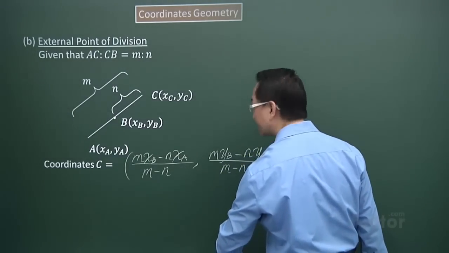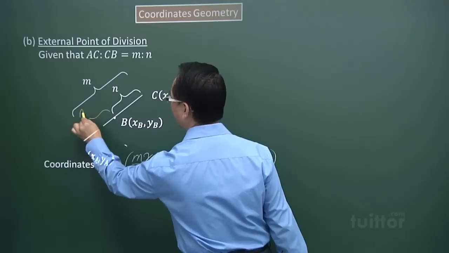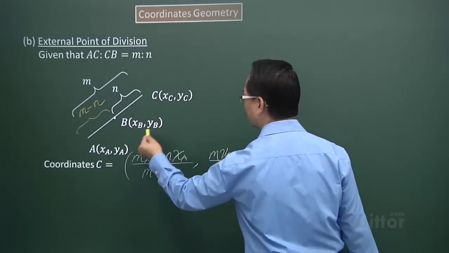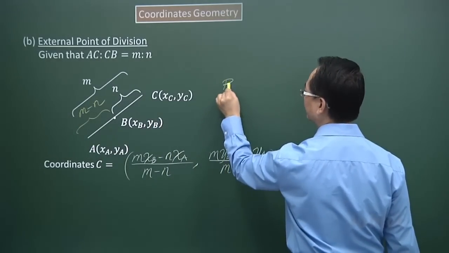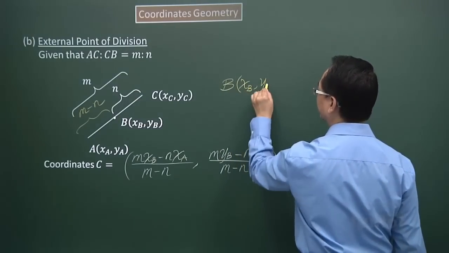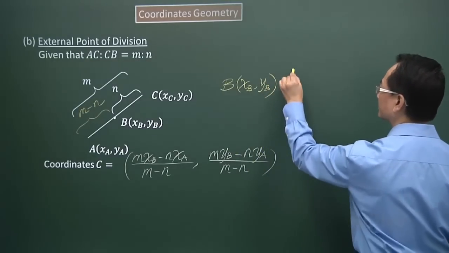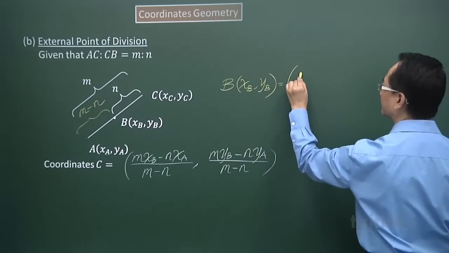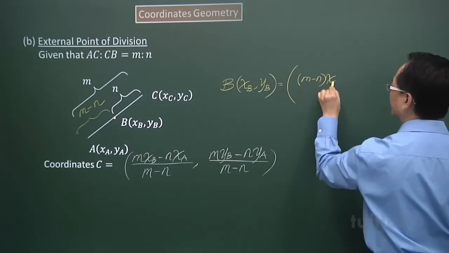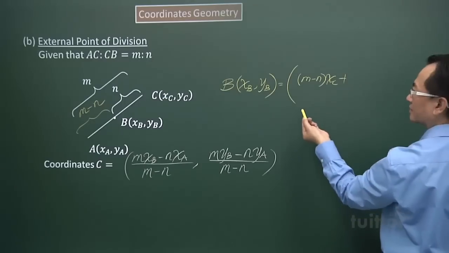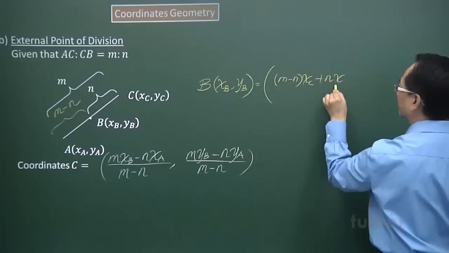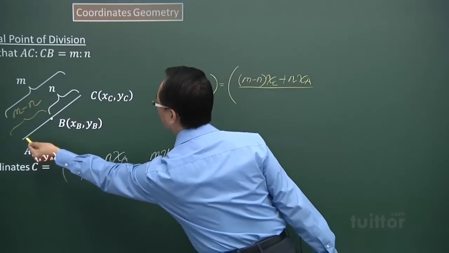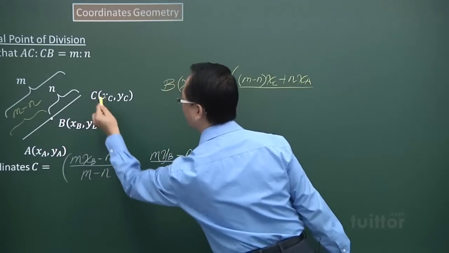That is, to work out what this is, which is M minus N. The way to do this is to take this point, point B, equals to, I will have M minus N times XC plus N times XA over, well, the whole part from A to C, we have M.